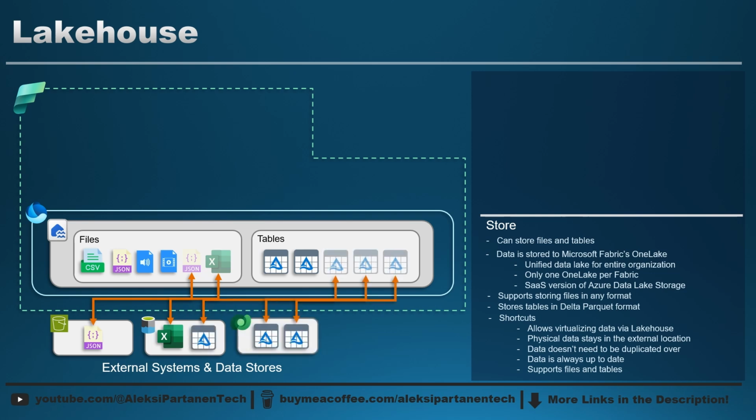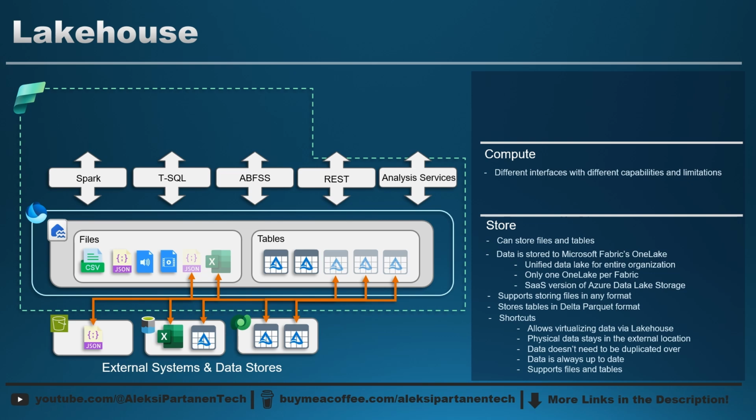Cool. Now we have data in our Lakehouse and we would like to access it. Well, there are several different interfaces that can be used to access data in Lakehouse. We can of course access the data using Spark, that we have been doing a lot in this series. Then we have the T-SQL interface that provides a similar interface to the Fabric Warehouse. But the limitation is that it allows only reading data, so this interface does not allow writing data back to the Lakehouse. And since OneLake and Lakehouse are based on Azure Data Lake, we can use ABFSS, or Azure Blob File System, API to access the data.